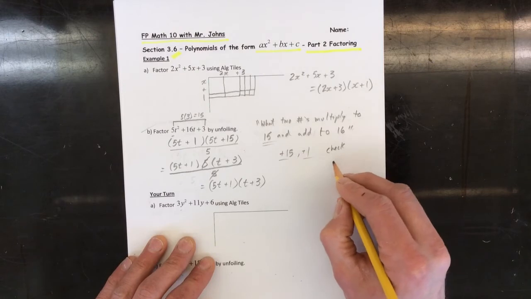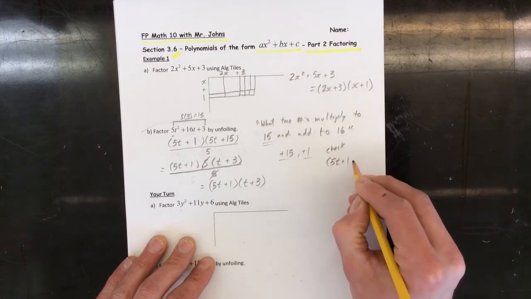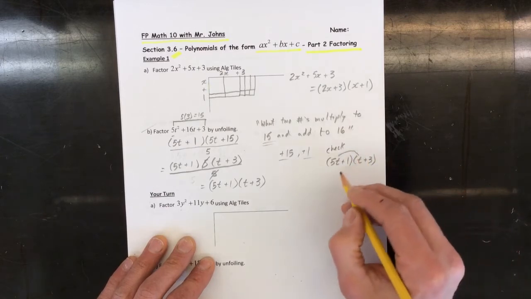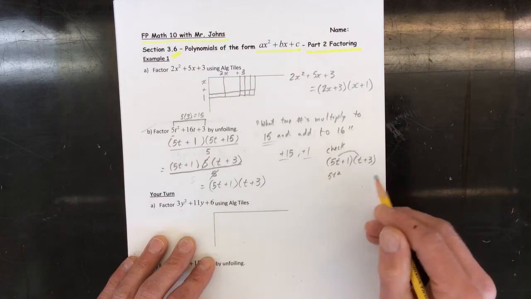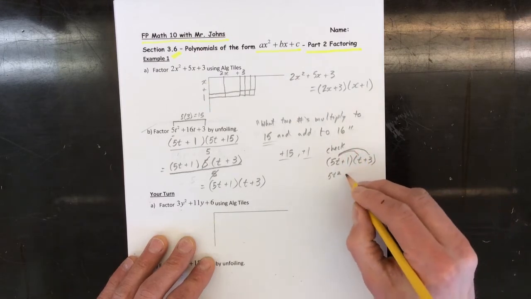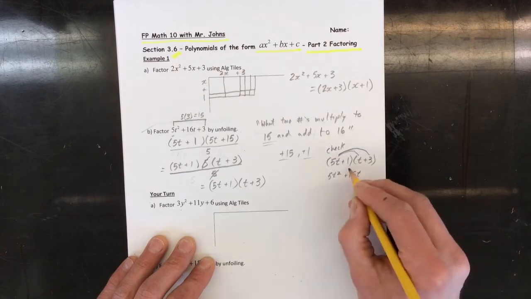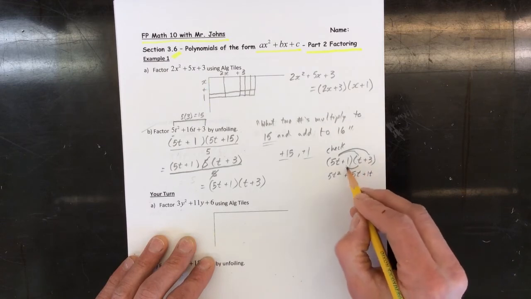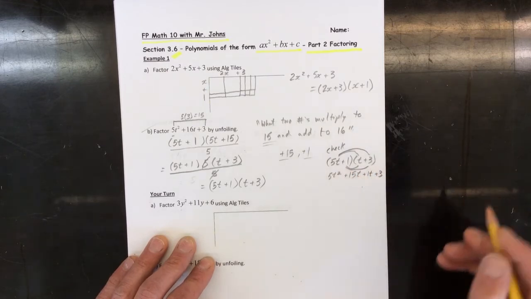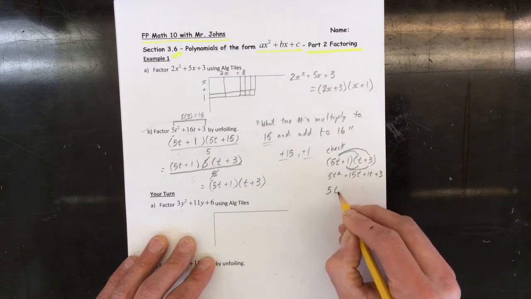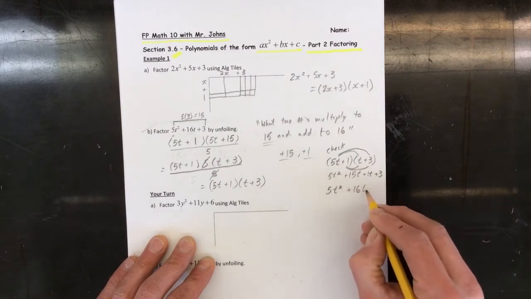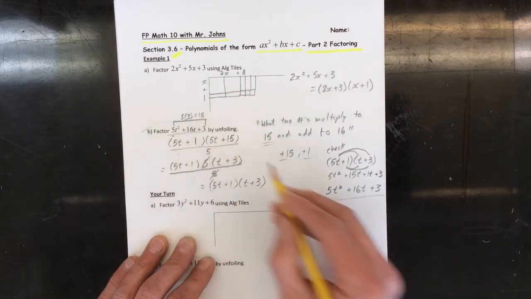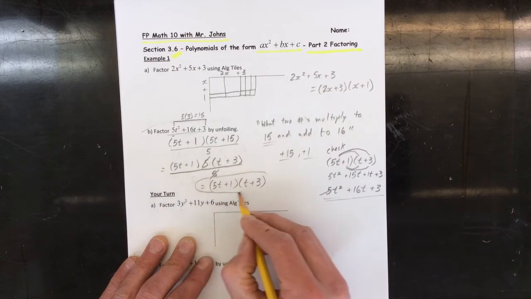Now this was tricky, so I often check it. So I'm going to check by FOILing. 5t plus 1 times t plus 3. My first is 5t times t, which is 5t squared. My outside is 5t times positive 3 is 15t. My inside is 1 times t, which is positive 1t. And my last is 1 times 3, which is positive 3. So now I'm left with 5t squared plus 16t plus 3. It's right. I got it. So my answer is correct.